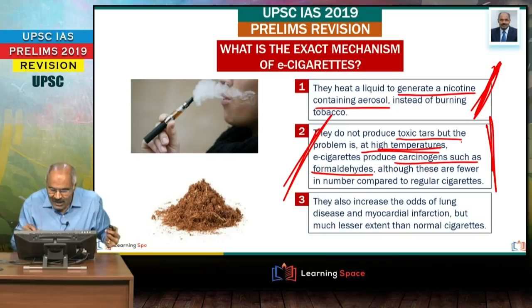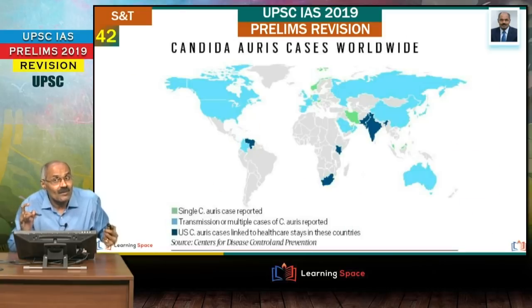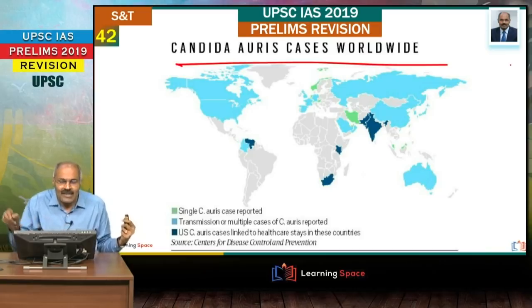What happens? E-cigarettes produce carcinogens such as formaldehydes, right? Although these are fewer in number compared to regular cigarettes. I hope you got the point, right? Let us leave that discussion here and let us move on to the next one.